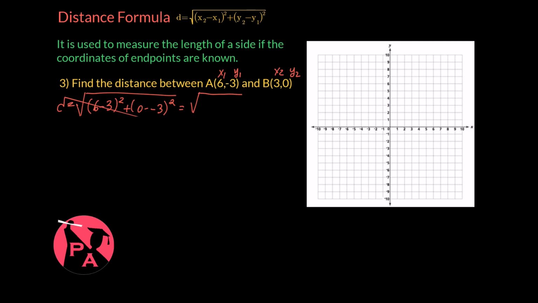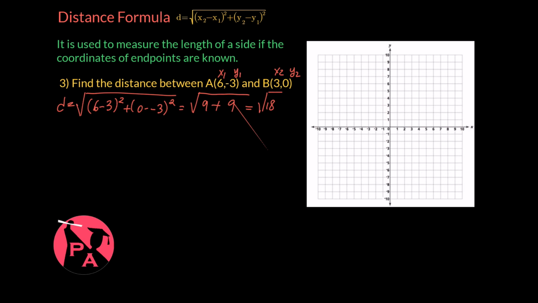So let's calculate them, simplify it. So this is 3 squared, which is positive 9. And if we simplify this, it becomes 0 plus 3, which is positive 3. And then if we square that number, we get another 9. Add them together, radical 18. That's the answer.